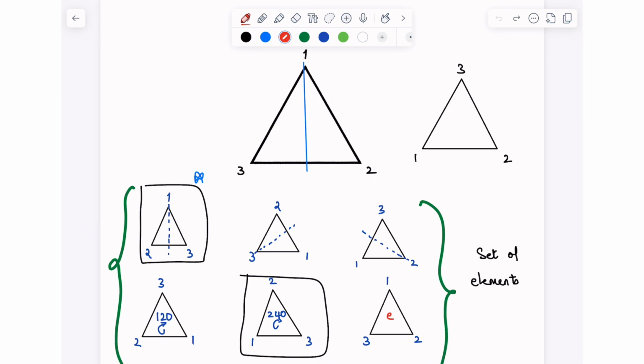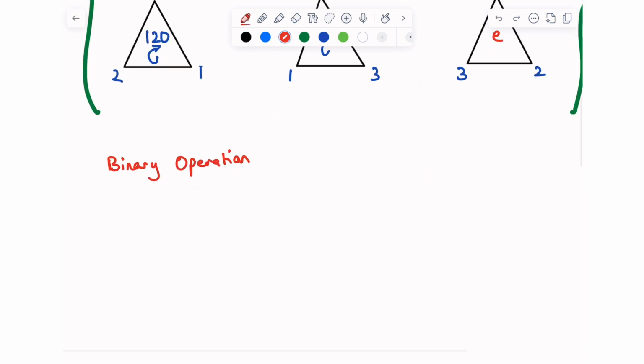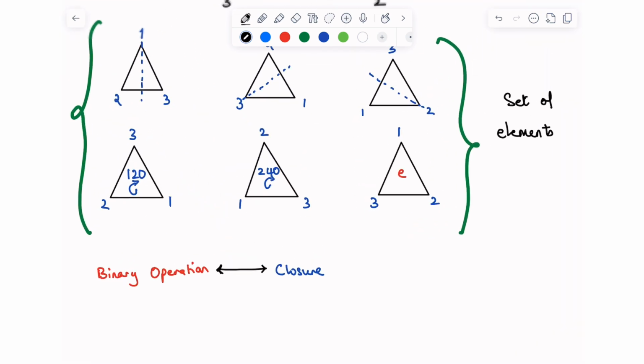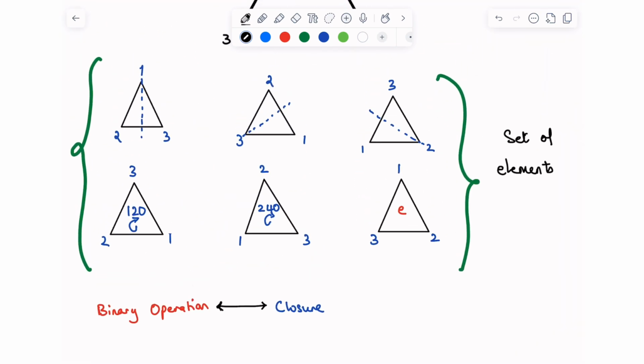And that's very important for binary operations. And this property is known as closure. So a binary operation guarantees that you have closure. Okay, so if you can combine 2 things in this set of elements, you must definitely have closure. So you can't get an element that's outside of this set. It has to be something within this set.